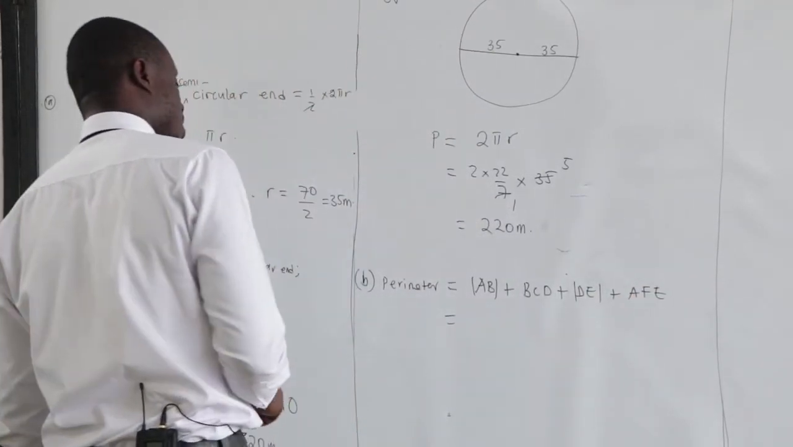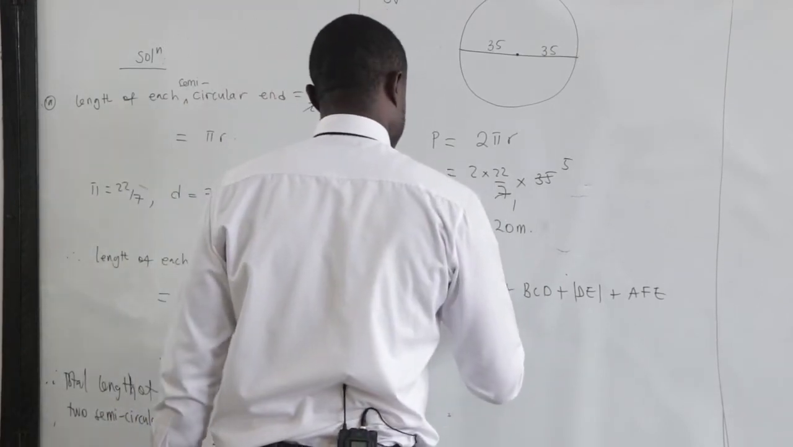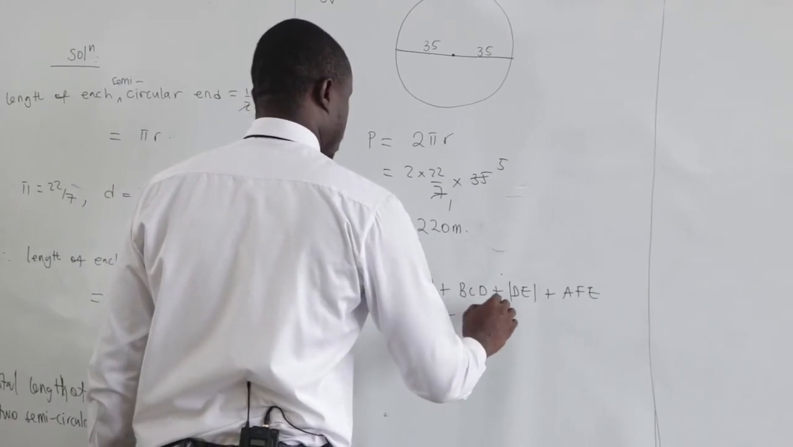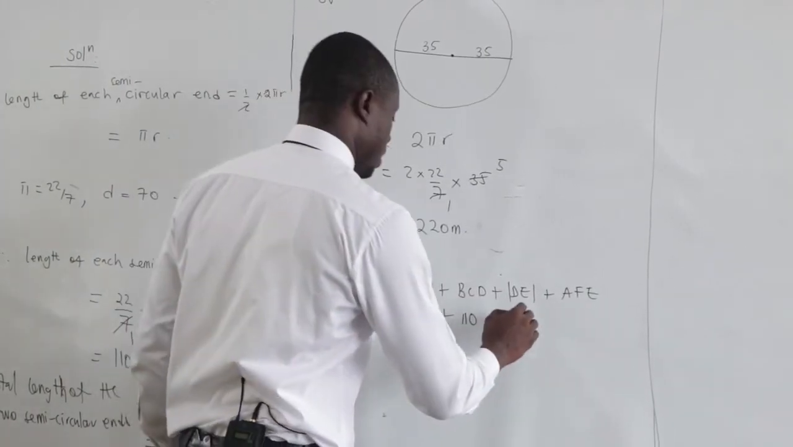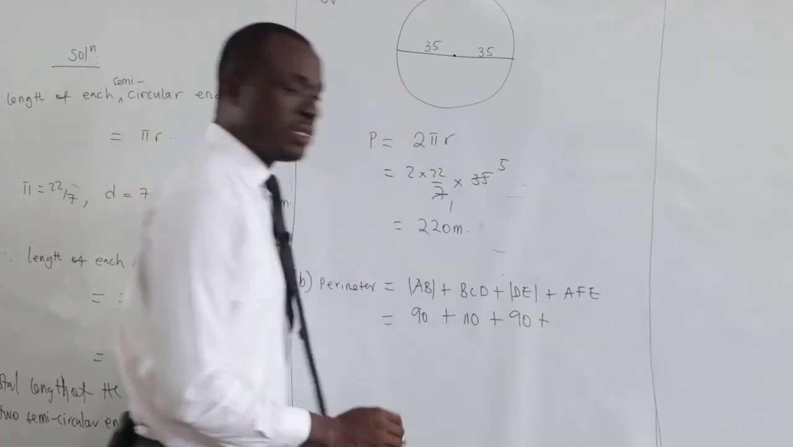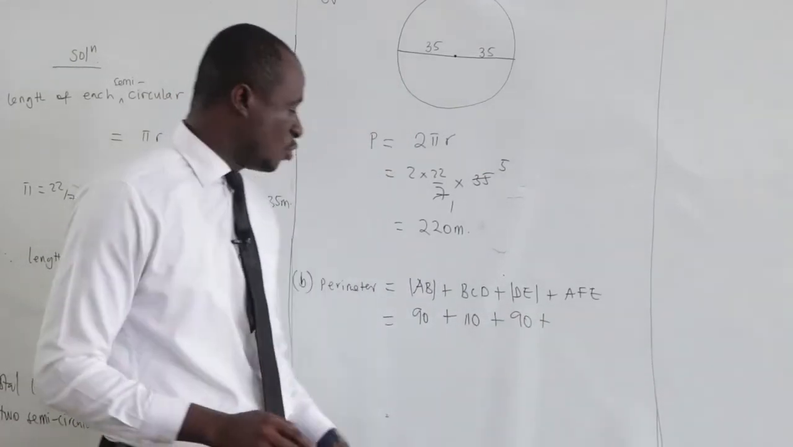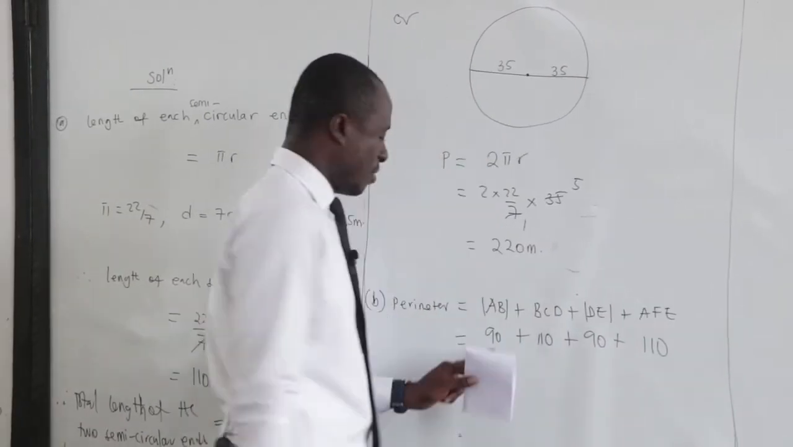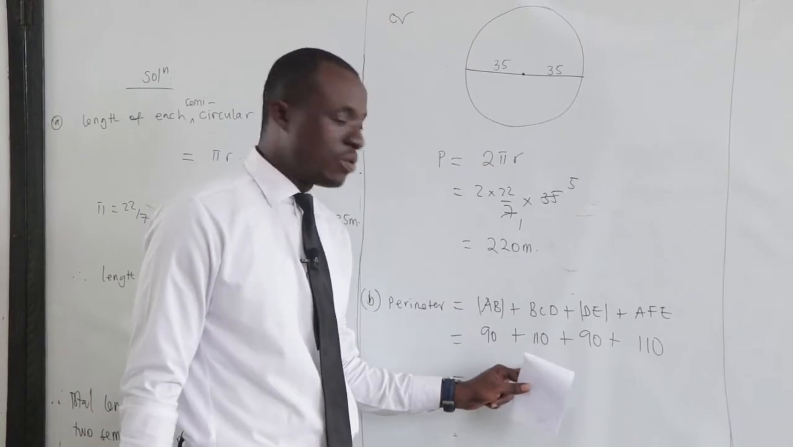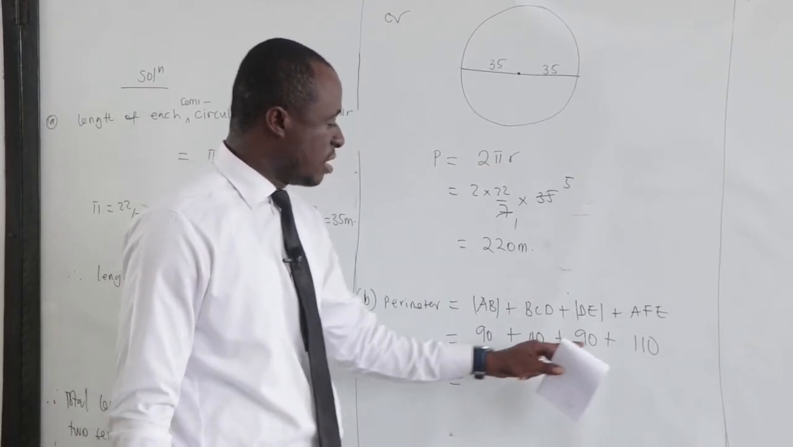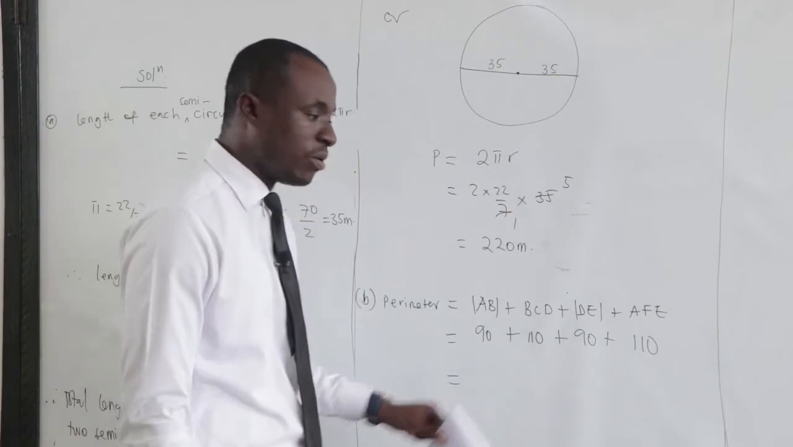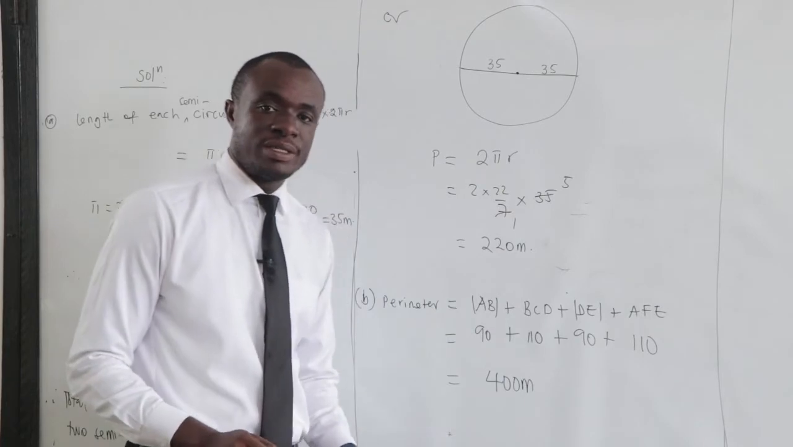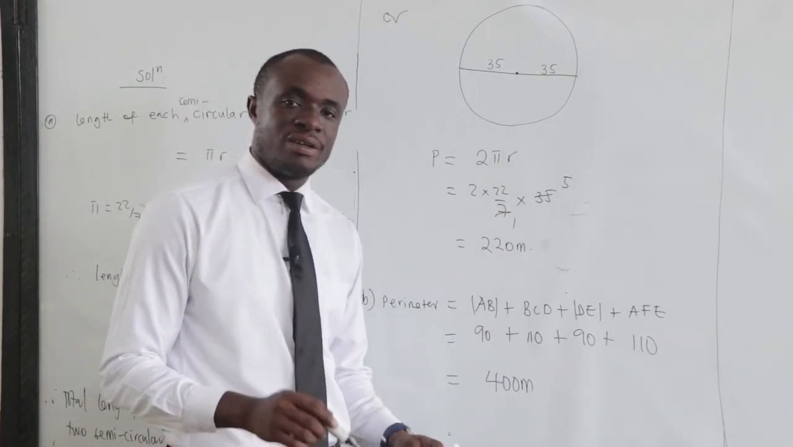Now what is AB? AB is 90. What is BCD? That is 110. What is DE? DE is also 90. And then what is AFE? We had AFE to be 110. Now what is 90 plus 110? That is 200. And then 90 plus 110, another 200. So adding all, that is 400 meters. That is the perimeter of the running track.